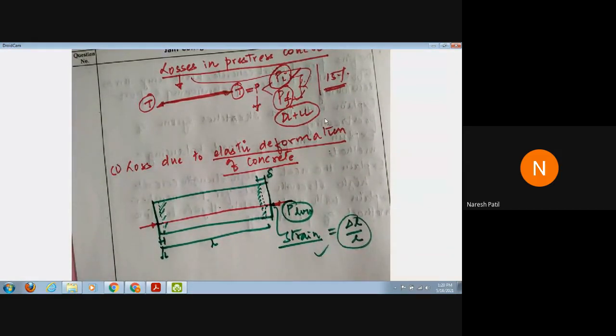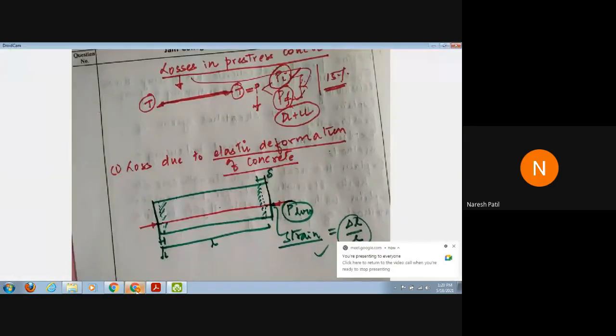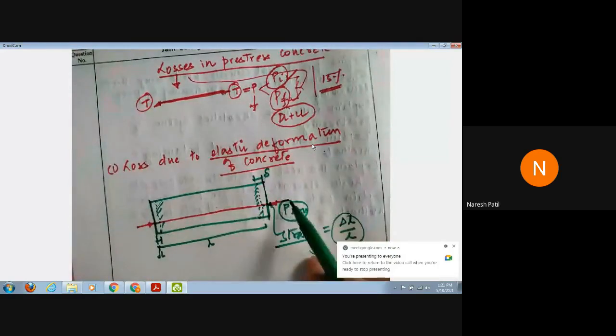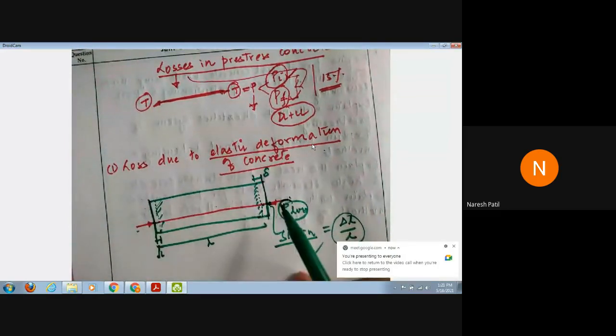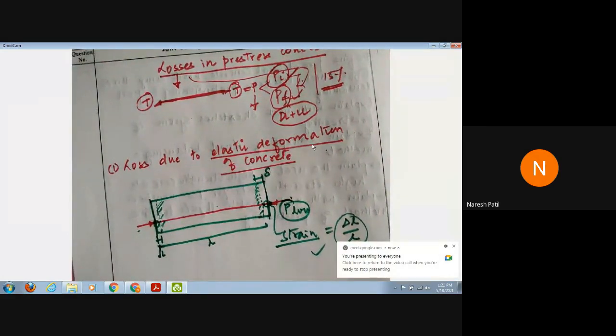Is it clear to everyone? Yes, anyone? Yes, sir. Clear? How can loss occur? Due to elastic deformation of concrete. If the concrete deforms, if the concrete gets compressed because of the compression force at its ends, then what will happen? Some amount of force will get released from the cable and there will be loss. So that is called loss due to elastic deformation.